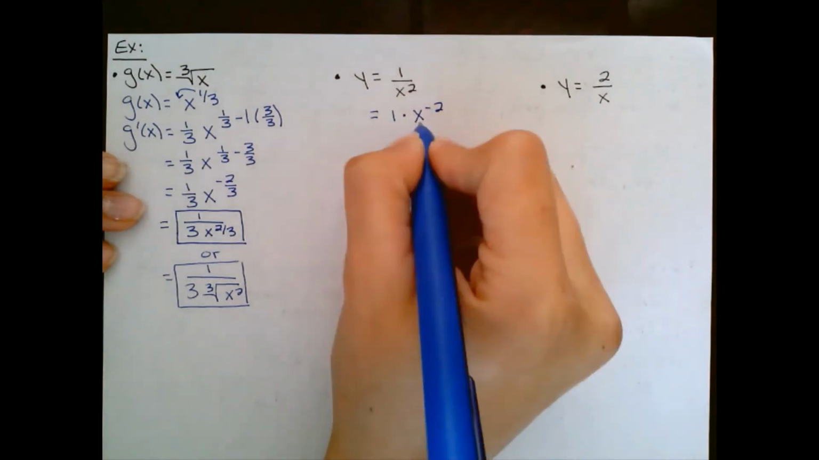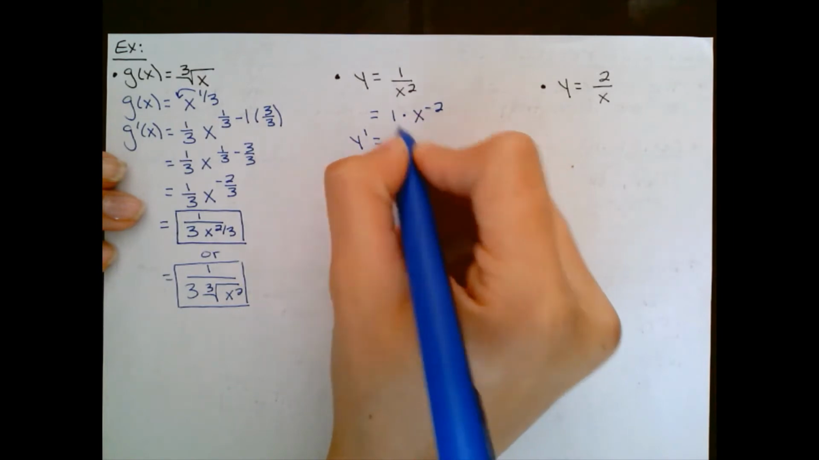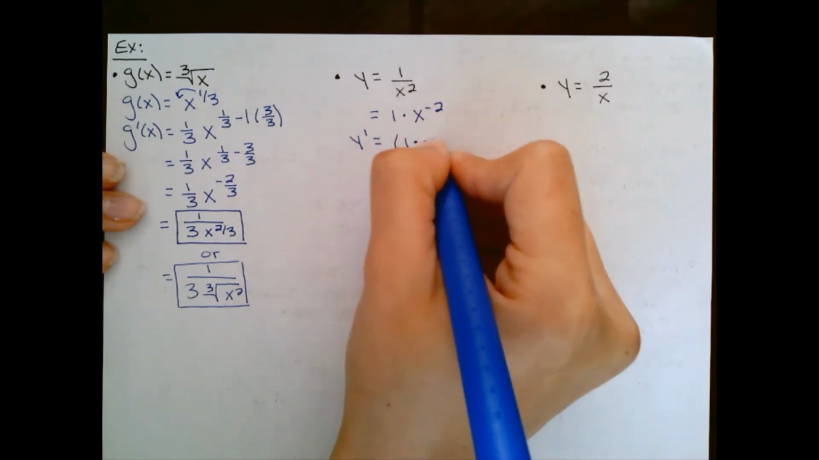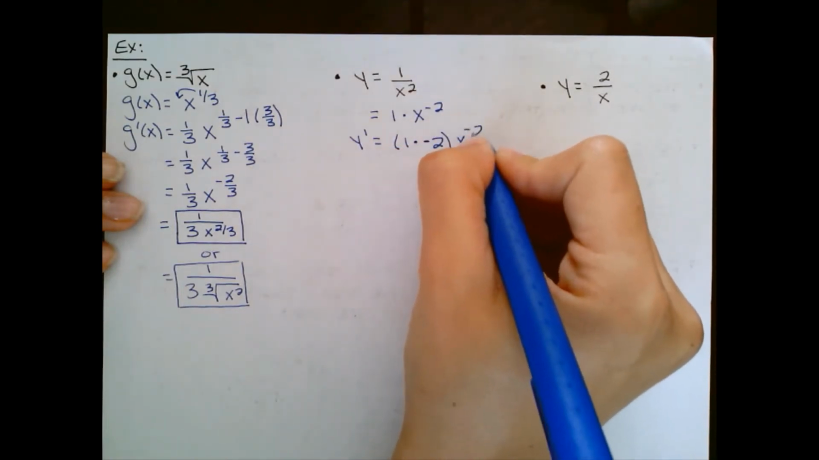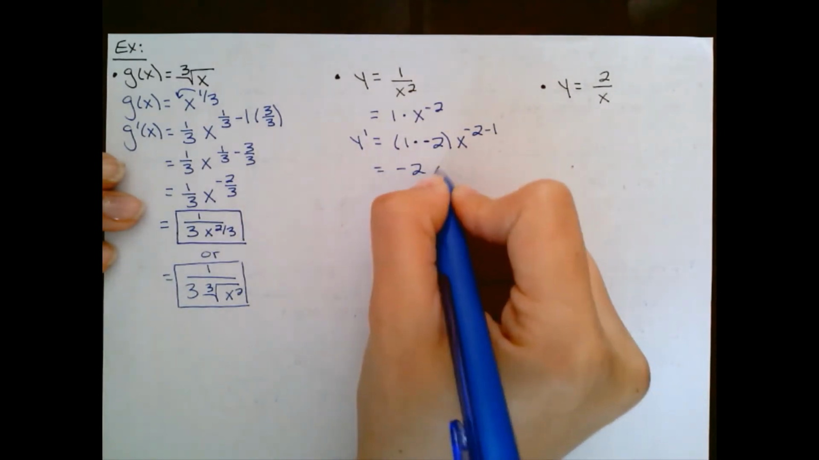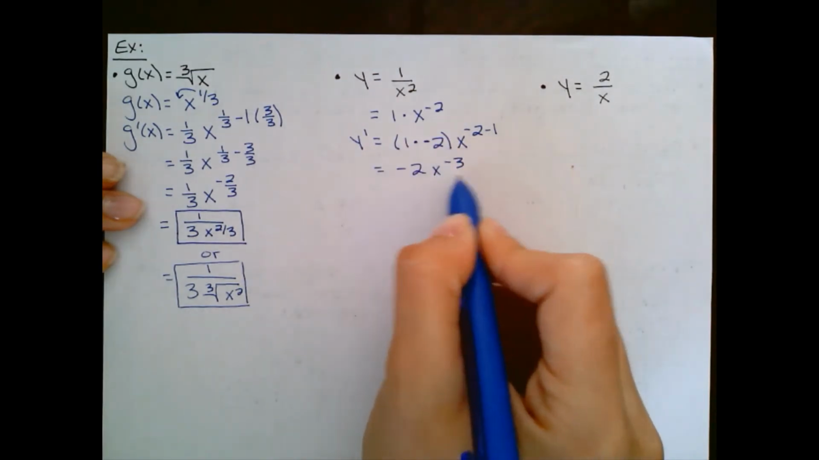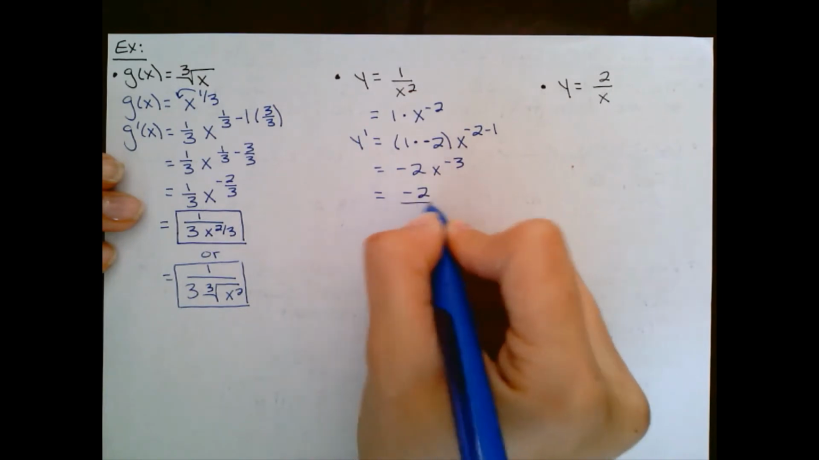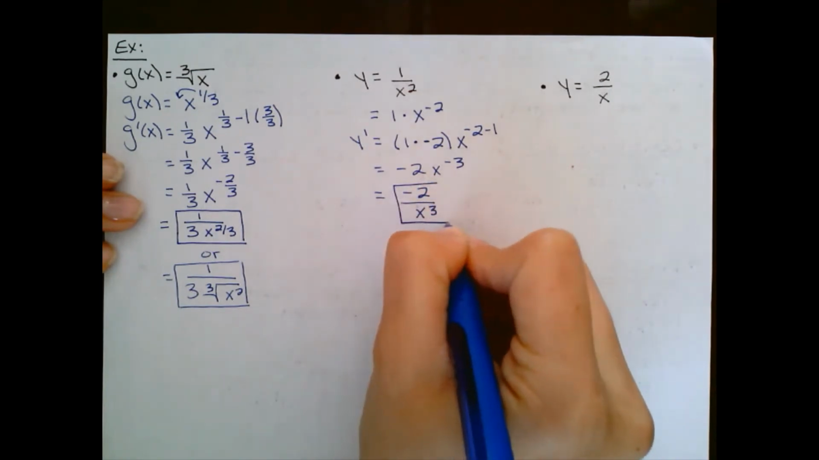Now I'm free to do the power rule, so now I'm going to change over to y prime and say negative 2 times 1. And then x, I need to subtract 1, so I need to say negative 2 minus 1. Okay, so I have negative 2x to the negative 3. I finished the power rule, but again, I cannot leave a negative exponent, so this becomes negative 2 over x cubed. And I'm done with that one.